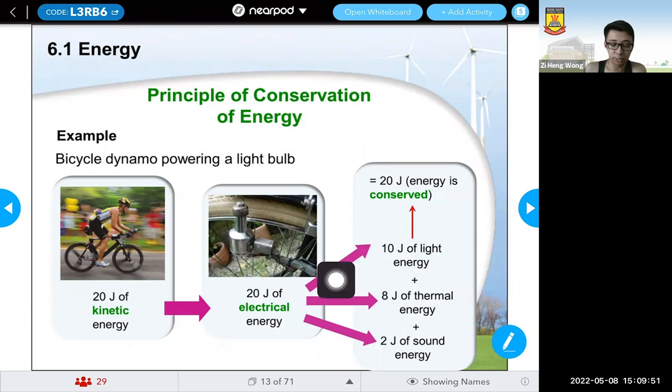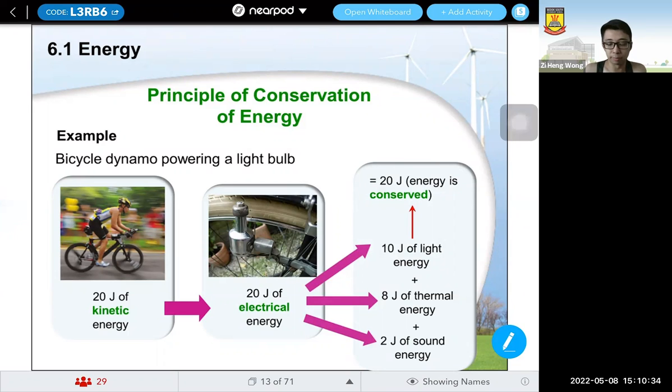So for example, over here in this example, there's this guy who is cycling. When he's cycling, there's kinetic energy. Because there's a bicycle dynamo connected to it, he's able to harvest some of this kinetic energy into electrical energy. And this electrical energy is later converted into light energy, as the light bulb of the dynamo. But of course, it will not be 100%. Some of this energy is actually lost as maybe friction, thermal energy. There will also be some sound, so they will lose some energy here and there. But in the end, the total amount will still be 20 joules. It's very important to recognize that overall it will still be the same. That's the principle of conservation of energy.